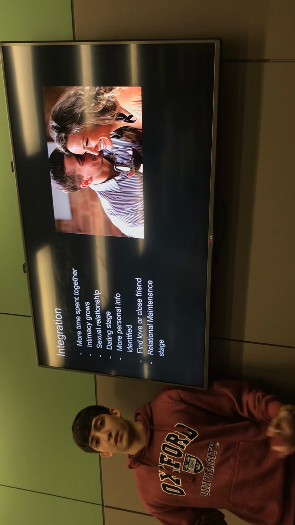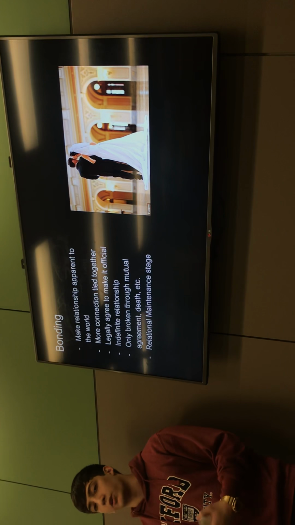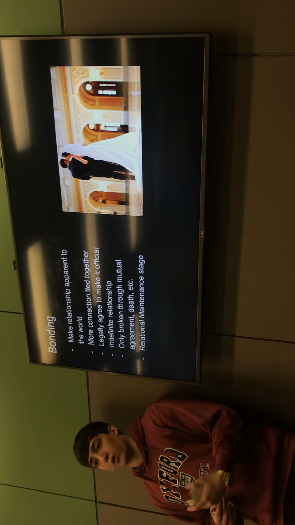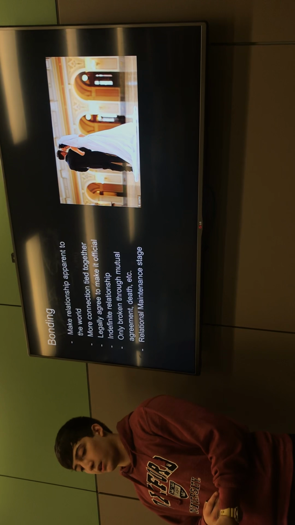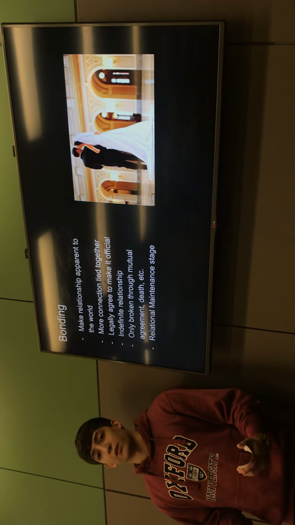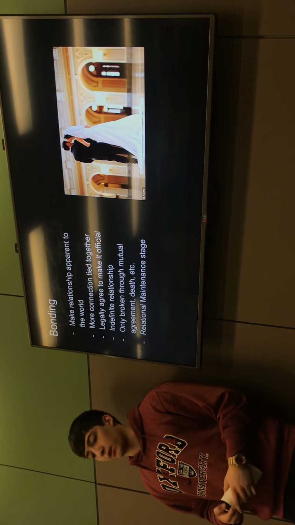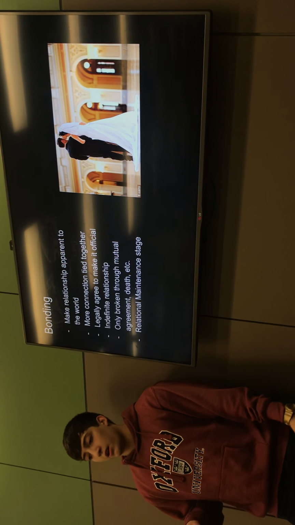And if it does and they want to further it, it'll lead to our bonding stage, which is where the couple will then want to make the relationship apparent to the world. There's more of a connection tied together. They will want to make it legal. They'll want to get married, and it'll be an indefinite relationship between the couple. Only broken through mutual agreement, death, etc. And this can also last for months to years.